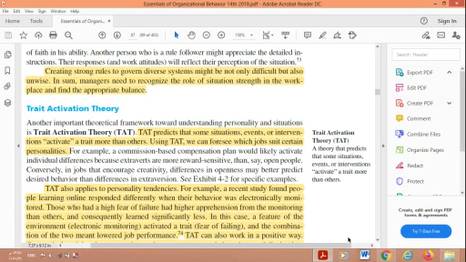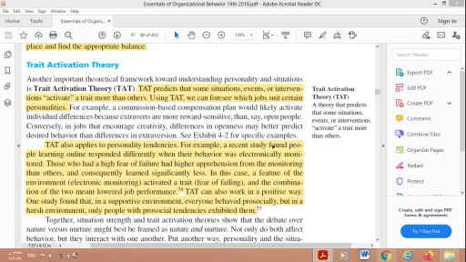Okay. Another theory is the trait activation theory. Another important theoretical framework toward understanding the personality and situation is the TAT, the trait activation theory. What is the main idea of this theory? It predicts that some situations, events, or interventions activate a trait more than others.